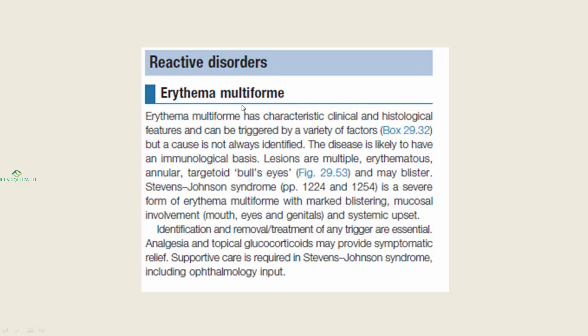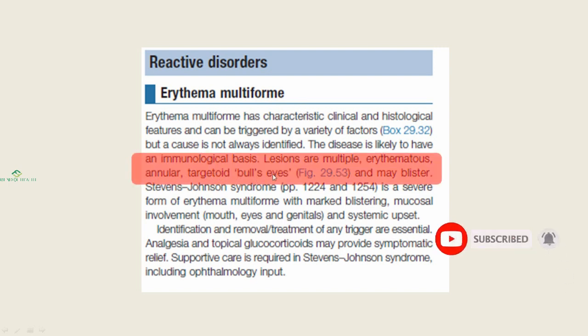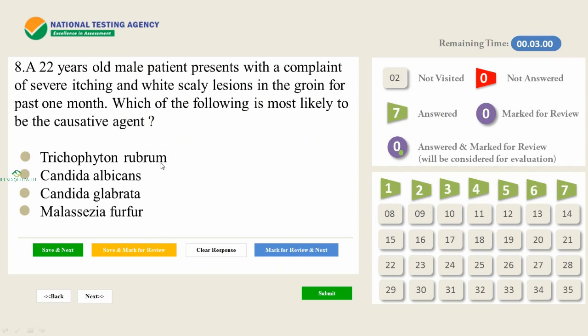Okay. So erythema multiforme, a very important and very interesting fact is the targetoid bull's eye eruption. Lesions are multiple, erythematous, annular, targetoid or target lesions, found in erythema multiforme. They can ask, so the answer is erythema multiforme. So targetoid bull's eyes, and may blister. This is the presentation of erythema multiforme. You have to make further reading.